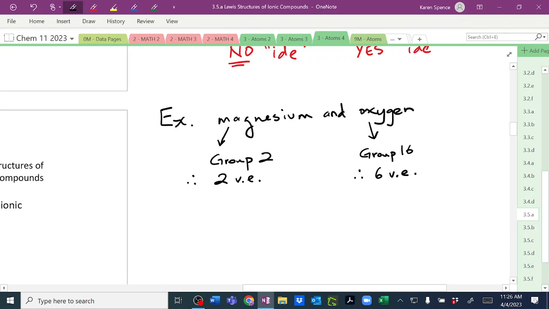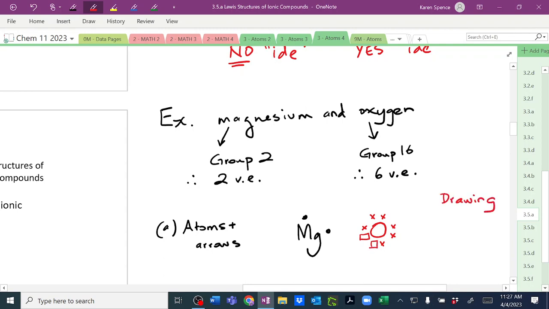So now we're going to do A. We are going to draw the atoms and arrows. So magnesium has 2 valence electrons, 1, 2. Oxygen has 6 valence electrons, 1, 2, 3, 4, 5, 6. And it has 2 little gaps. You don't have to draw the gaps, but if you want to, you can, because sometimes it's helpful to see them. So drawing the gaps is optional.